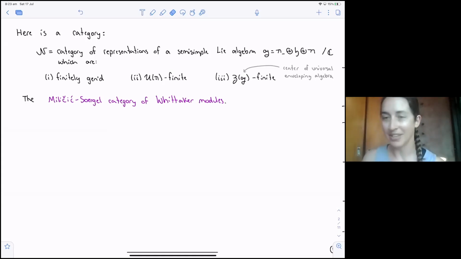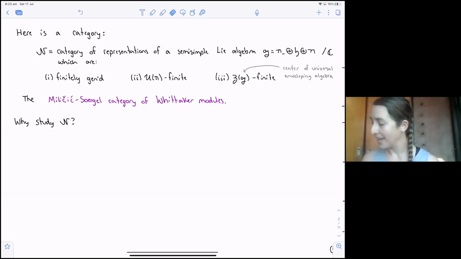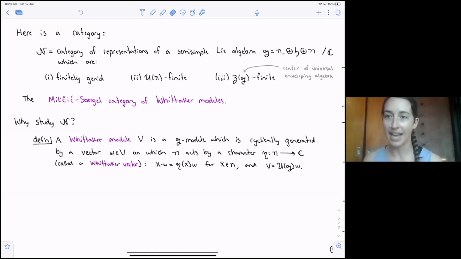It's just some category. I could change these three conditions and cut out some other category of representations of a Lie algebra. So the natural question to ask is why I care about this one. Why am I interested in this category? I'll tell you a little bit historically why this category came up. It comes up because it's a natural place where Whittaker modules live.